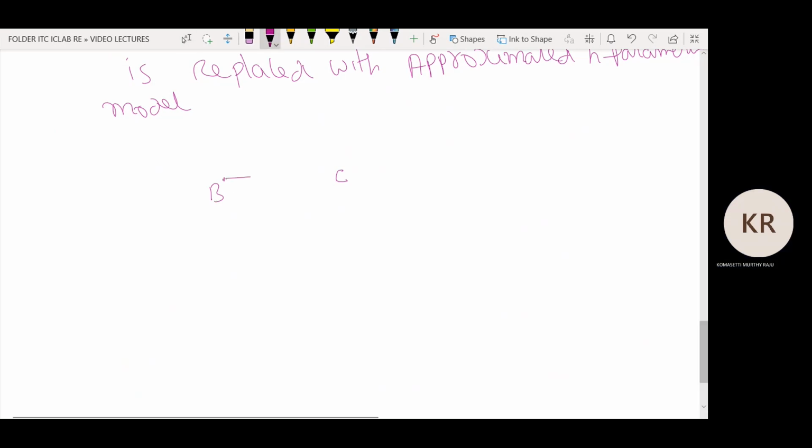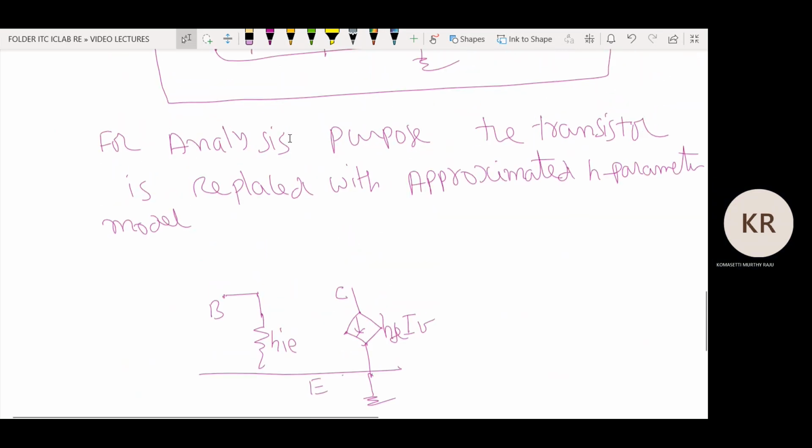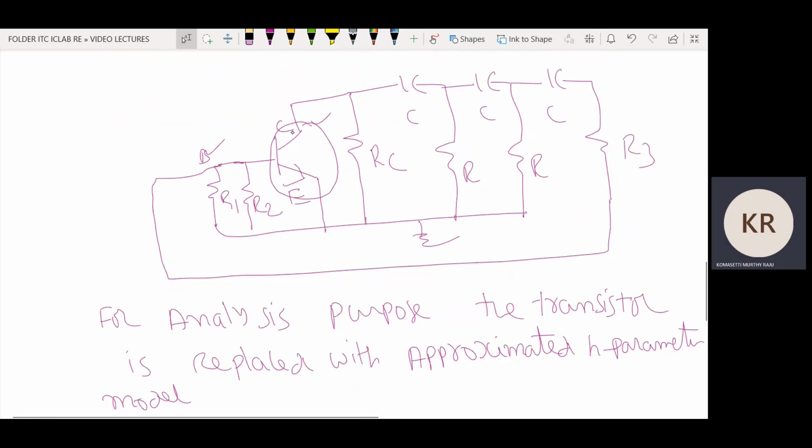Here, HIE, HFE IB. This one is emitter. Emitter is connected to ground. Here, this one is the base, this one is collector, this one is emitter.